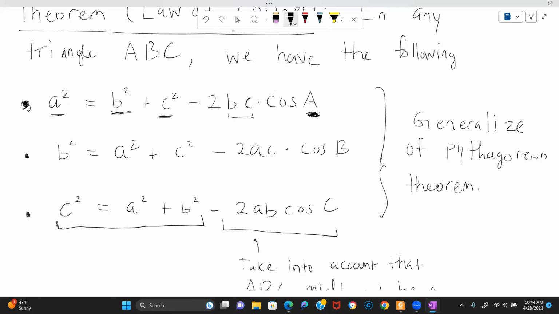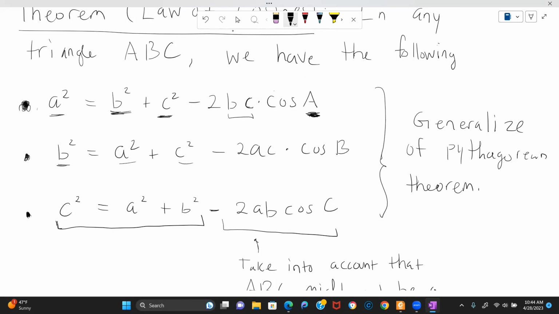Now on the left-hand side we have B, and of course in the third one we have C. Another way of saying this is that these two equations right here are permutations of the first one, like rearrangements. The second one has B on the left-hand side, so you have to have the A and the C, the other remaining sides, on the other side.